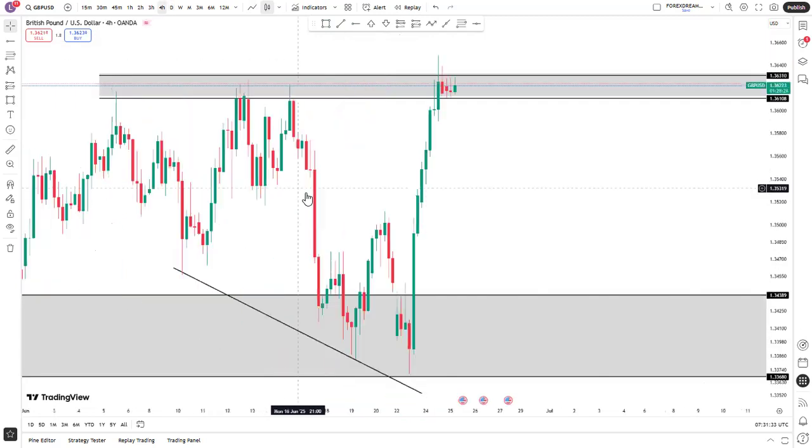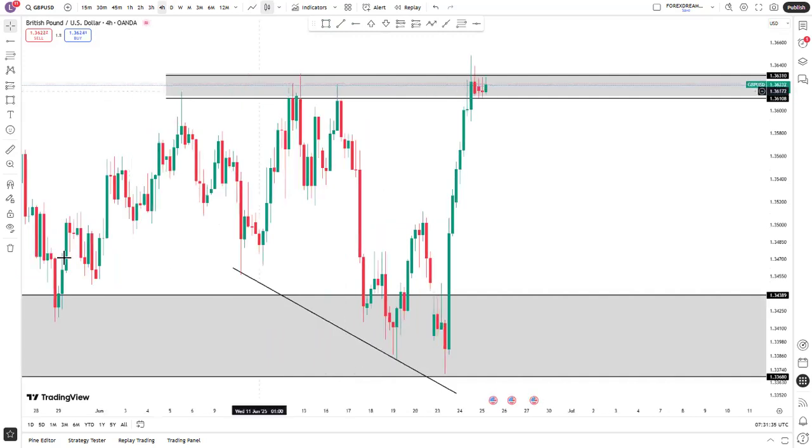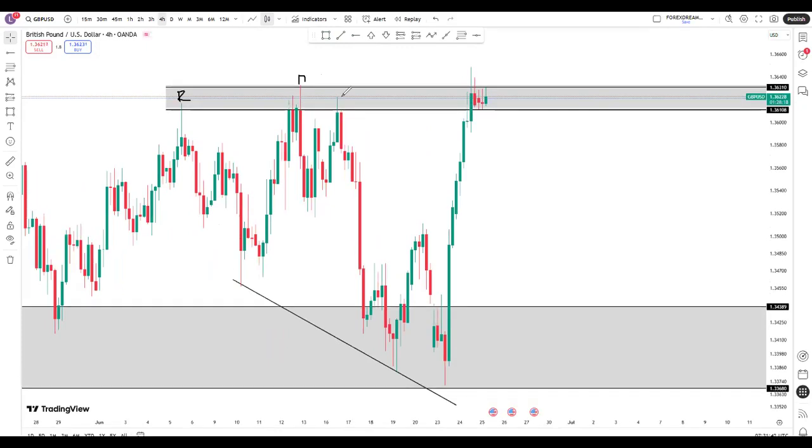Let me show you more. You can see how many touches we got on this resistance. Let's count. Resistance, resistance, resistance. This is the main reason why I count it as a zone. This is the body of the candlesticks, and then this is the wick. So I cover the whole thing.